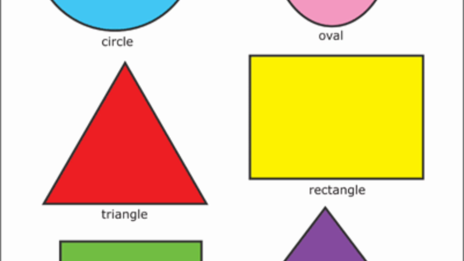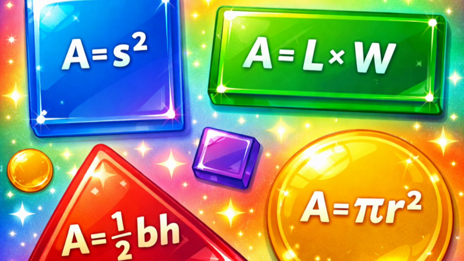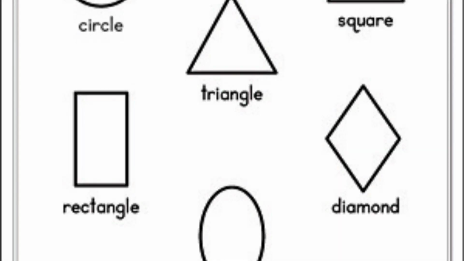For regular polygons, the area equals half the perimeter times the apothem. The apothem is the distance from the center to the middle of a side. For example, a regular pentagon with a perimeter of 20 meters and an apothem of 6 meters has an area of half of 20 times 6, which equals 60 square meters.